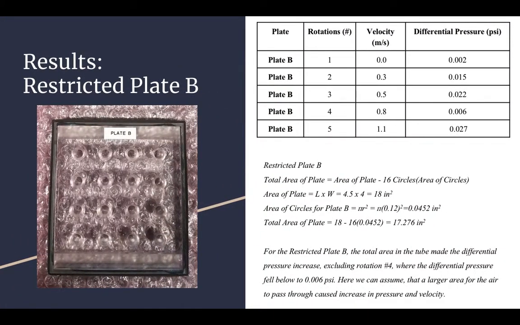The last experiment, we used restricted plate B, which consisted of 16 holes with a diameter of 0.12 inches. The total area of the plate calculated to be 17.276 inches. We concluded that since the total surface area of plate B is greater than plate A used in experiment 2, it caused a greater increase in differential pressure. However, at rotation 4, the differential pressure dropped to 0.006. We believe this was caused by human error.